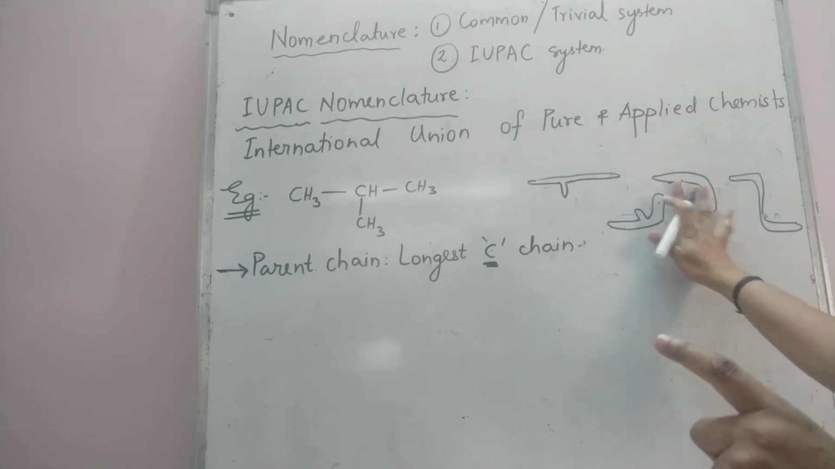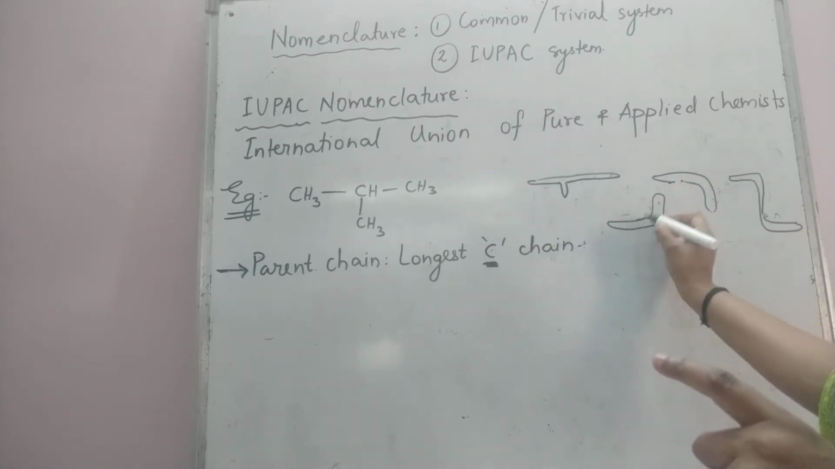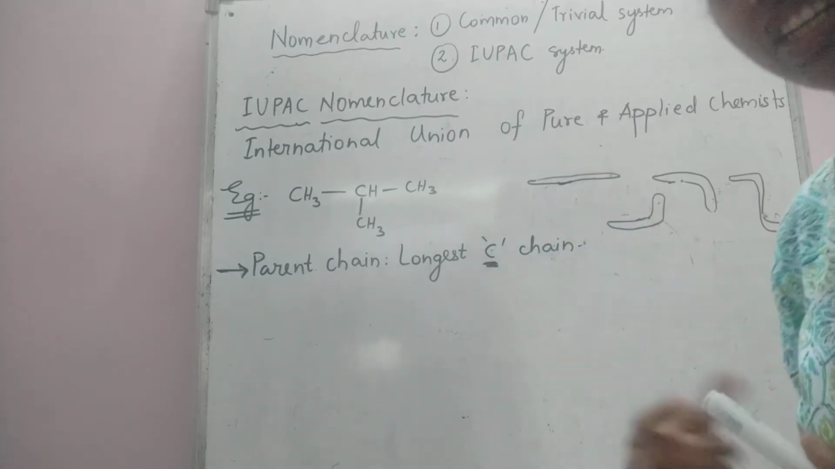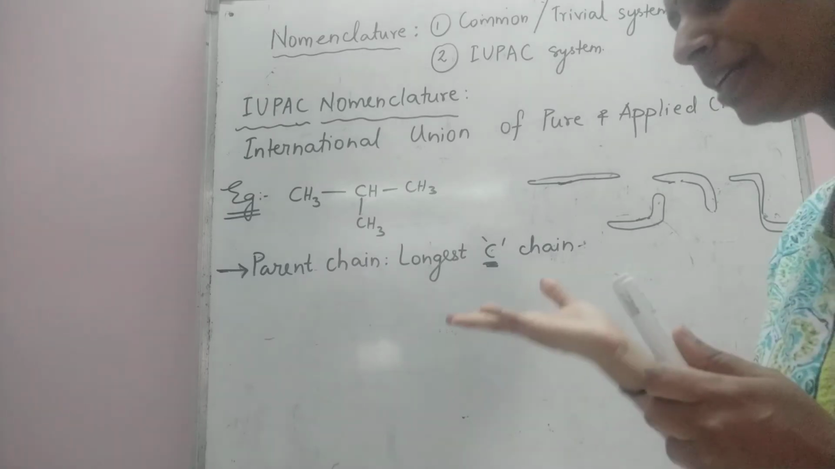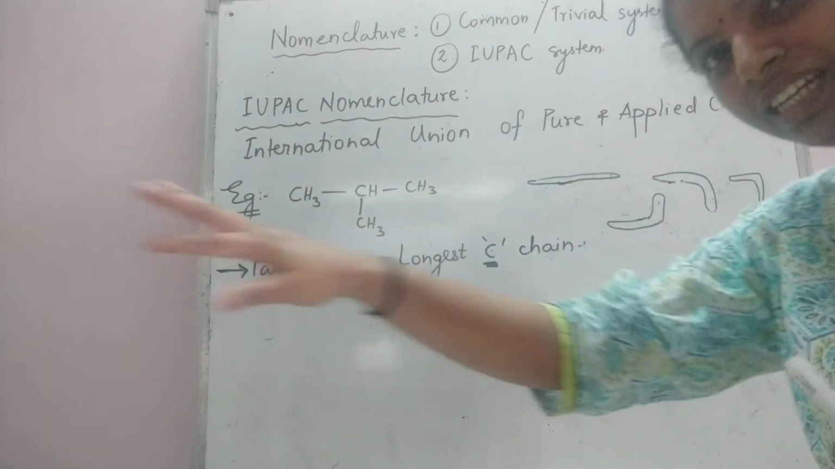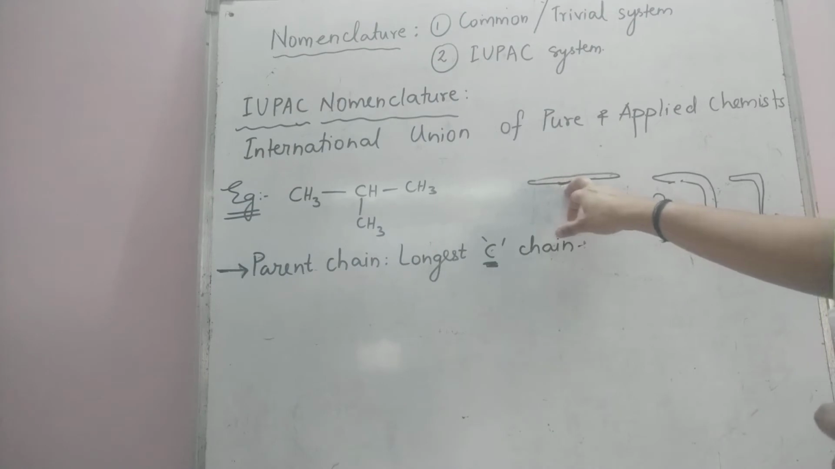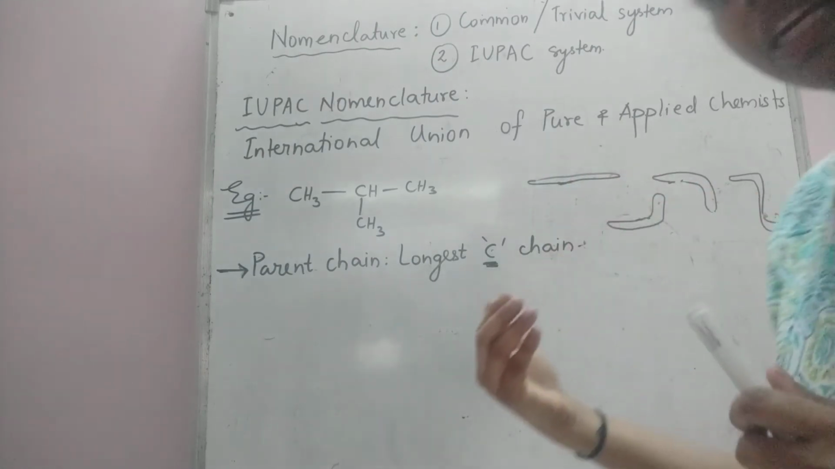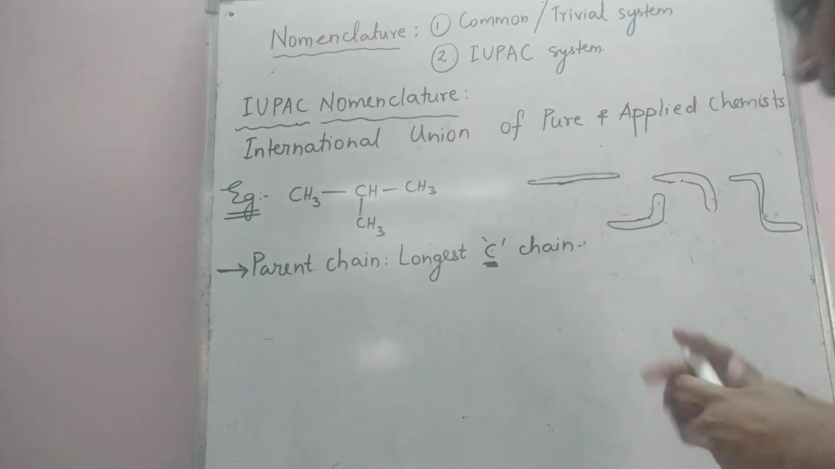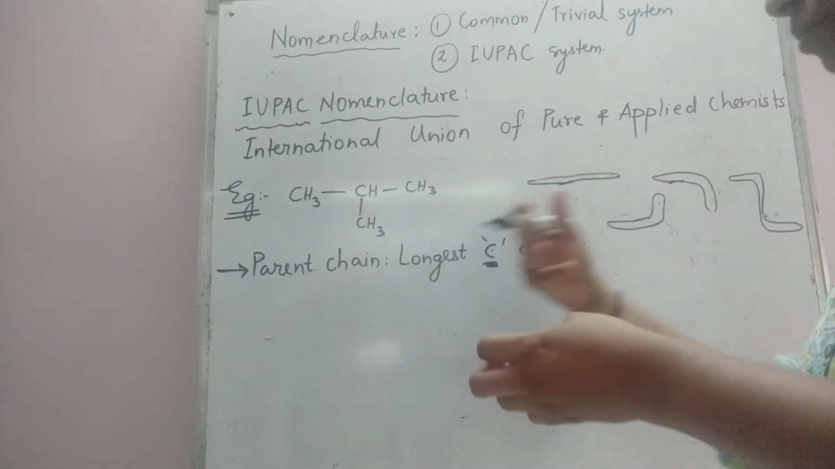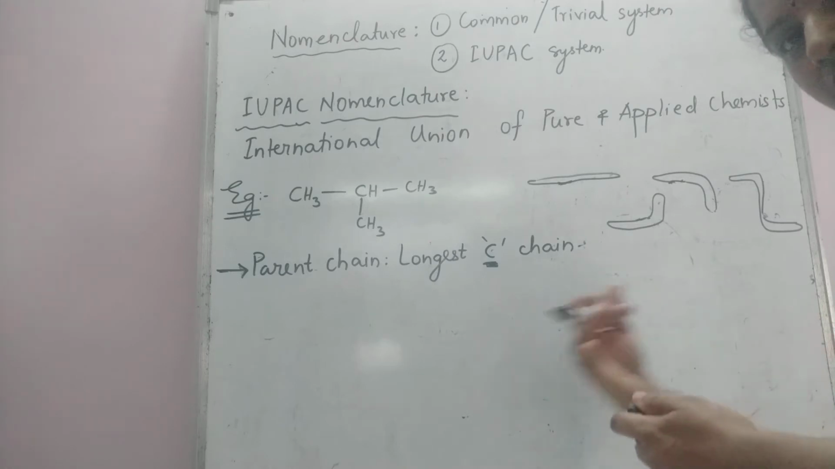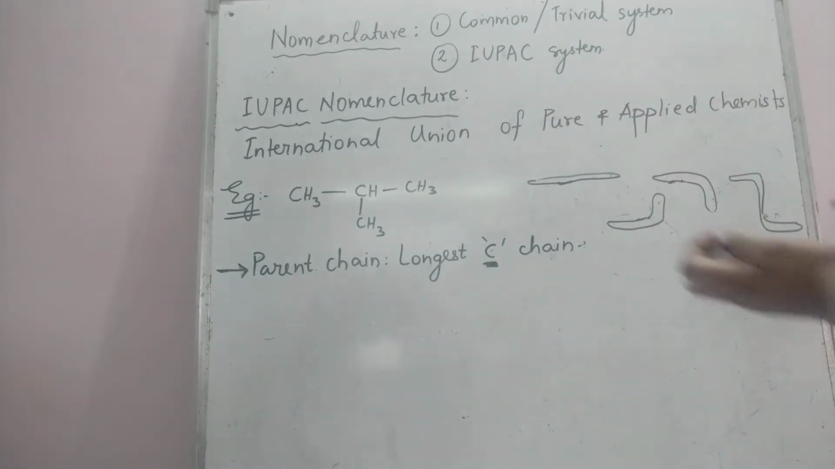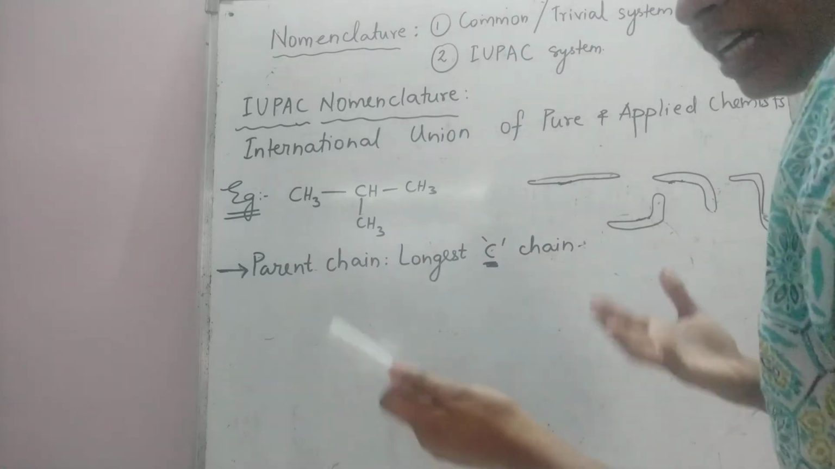So your parent carbon chain is always called a straight chain of carbon atoms. Straight does not mean that it should be linear like a line. Straight means it should have carbon atoms bonded to one another, one after the other. One carbon atom is attached to the second, the second to the third, and so on, one after the other, and they are making the longest carbon chain.